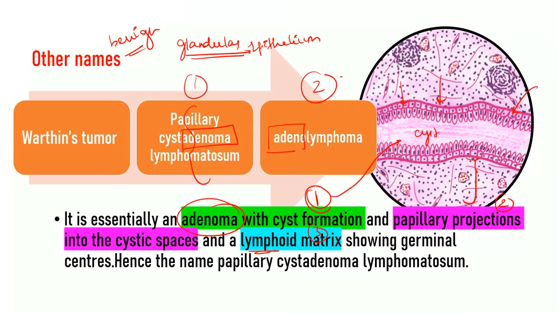So this is why when you combine all of this, it comes out to be the papillary cystadenoma lymphomatosum. Okay, it is also called adenolymphoma because of the presence of epithelial as well as lymphoid component. Okay, so far we are clear. This is a benign tumor of the glandular epithelium with lymphoid components.